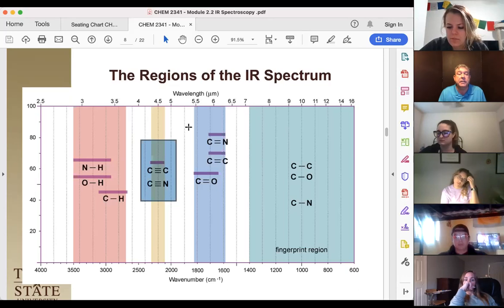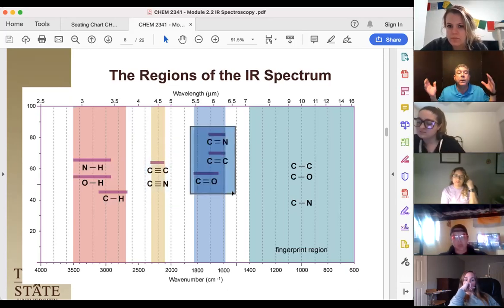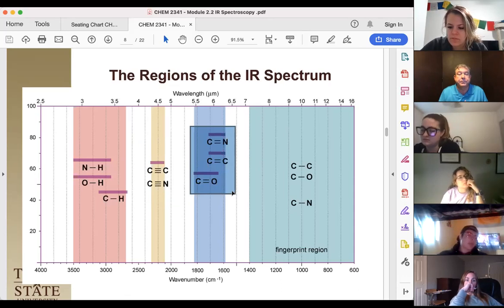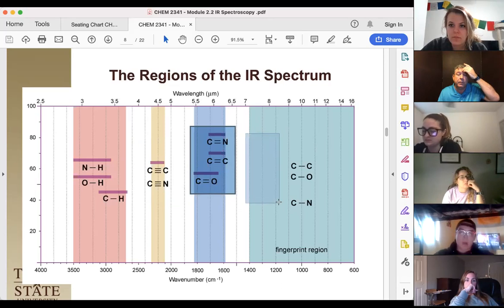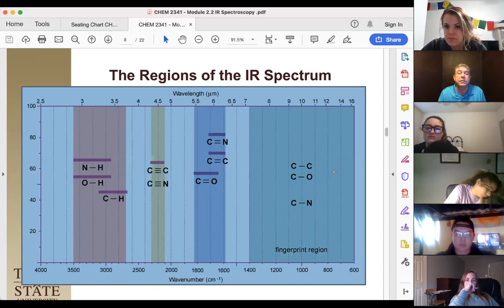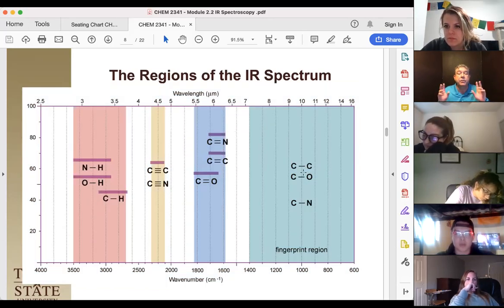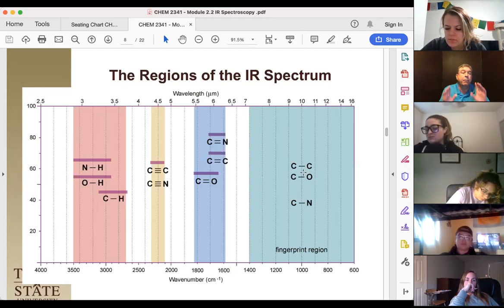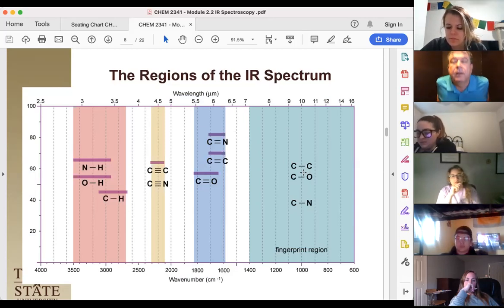The next range over is the 1,600 to 1,800 range. You have to have double bonds in that range, okay? And then we can occasionally see some carbon-carbon bonds and carbon-oxygen bonds in this region. But once they get too far below 1,000, it makes it difficult to call those strong peaks and very intense peaks, okay? So by understanding why the different types of functional groups are in the different ranges, I think it makes it easier to remember and understand. Okay, questions on IR spectroscopy?